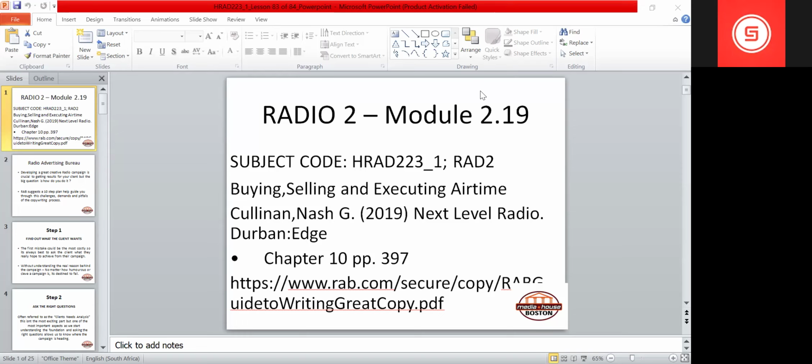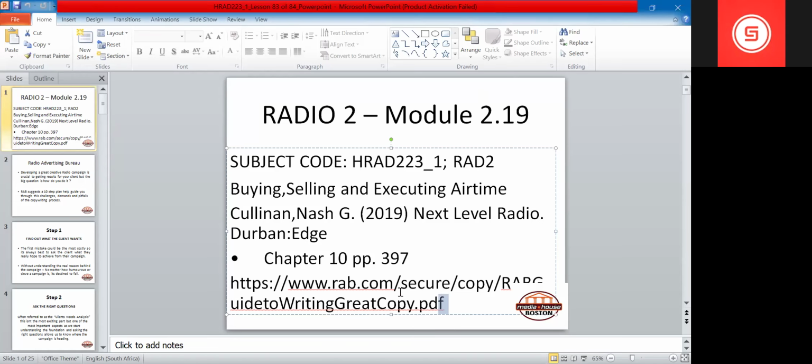It is 83 of 84, and we are rounding up buying, selling, and executing airtime from Next Level Radio, and that is in chapter 10, page 397. I know that in a previous lesson we went through the semantics of the RAB release for writing great copy, and that's going to obviously help you within your summative as well.